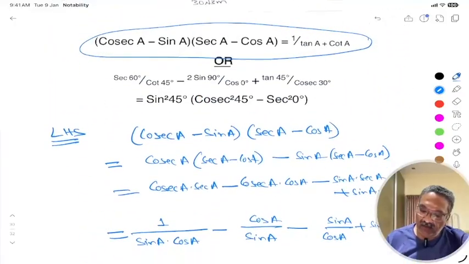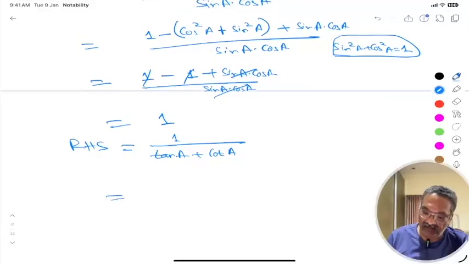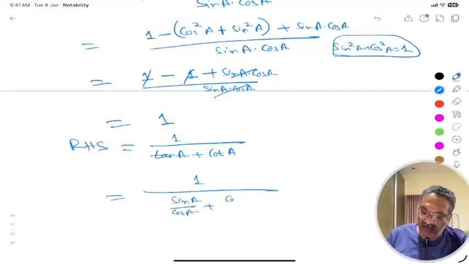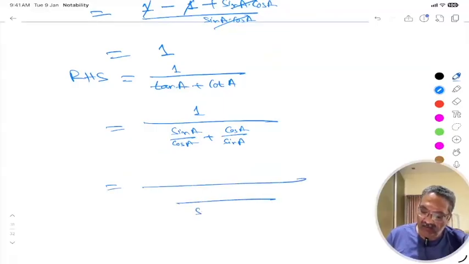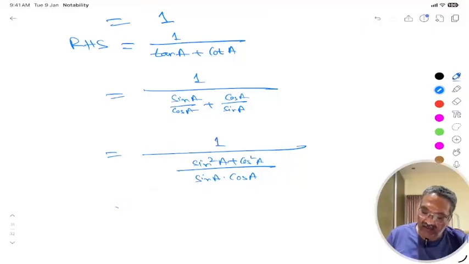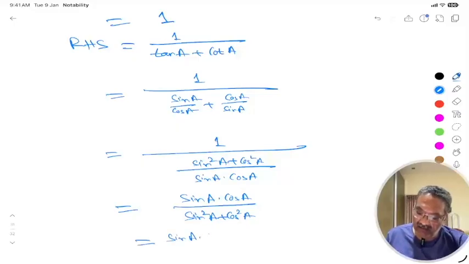RHS is what? 1 by tan A plus cot A. Now let us try to simplify this. We will convert it into sin A and cos A. 1 by sin A by cos A plus cos A by sin A. What I have got? LCM will be sin A into cos A. This will be sin square A plus cos square A, 1. This becomes sin A into cos A divided by sin square A plus cos square A. This denominator is 1. So I am getting the answer sin A into cos A.